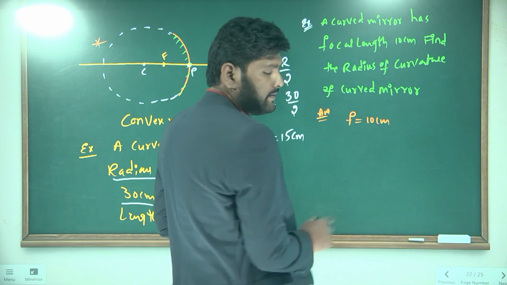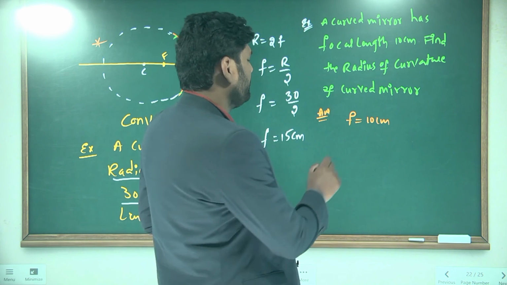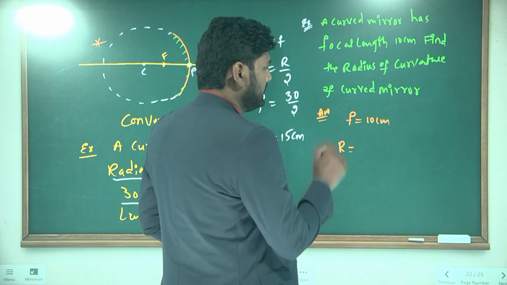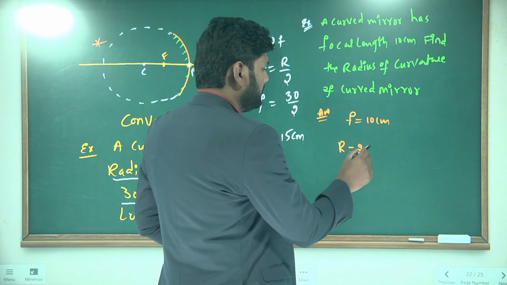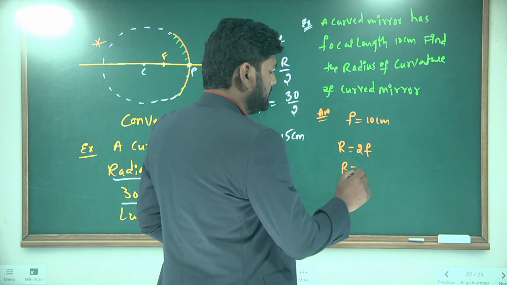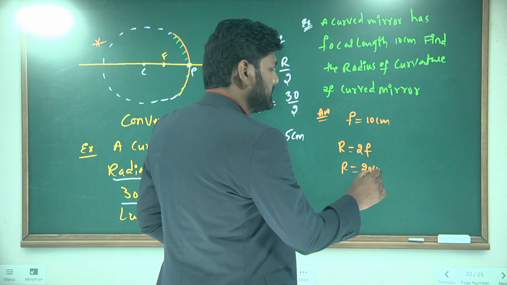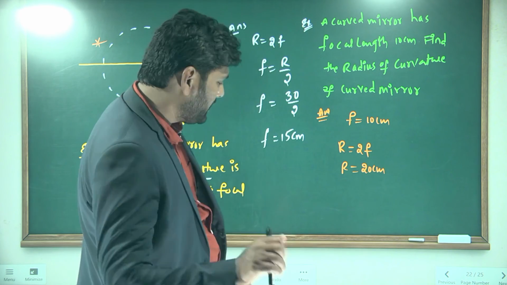So, sir, we have to find the radius. R is equal to 2 into f. Sir, then it is 2 times 20... Very good, R is equal to 20 centimeters. So R is equal to what? 20 centimeters.